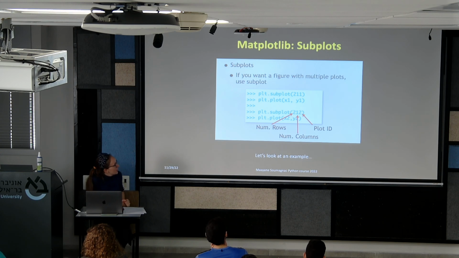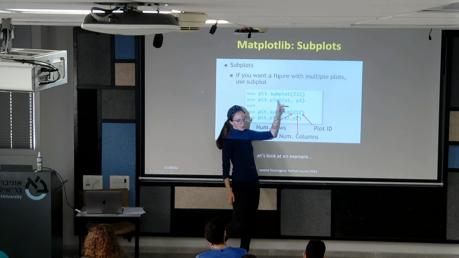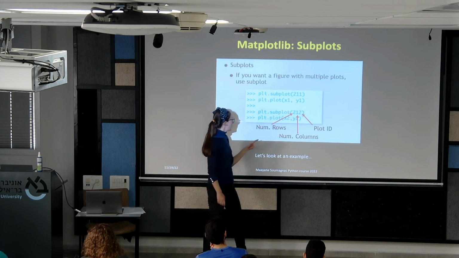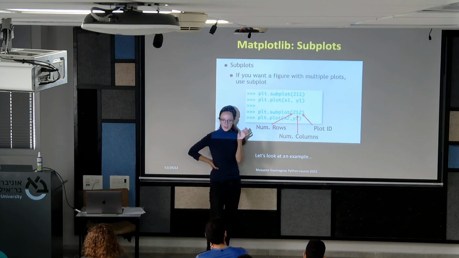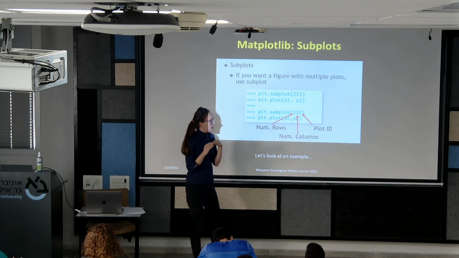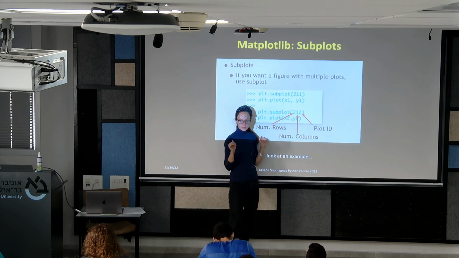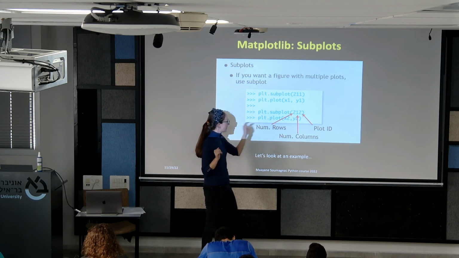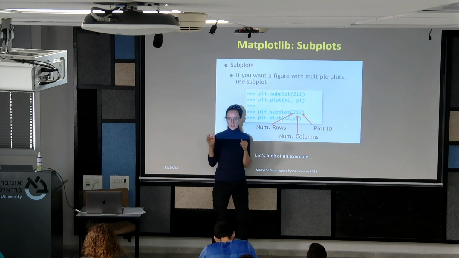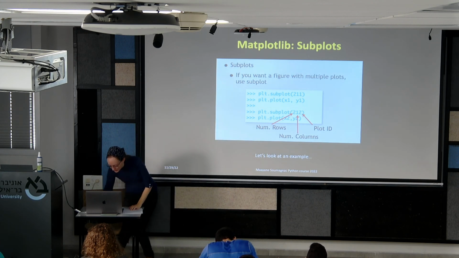Okay, so here it actually accepts a number. You would have to call subplots. It accepts numbers, like an array. The first number is the number of rows that you want. The second is the number of columns. And the last number is the index where you want to put the subplot. So I'll show you an example and it will become clearer.